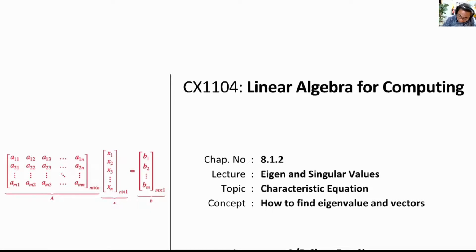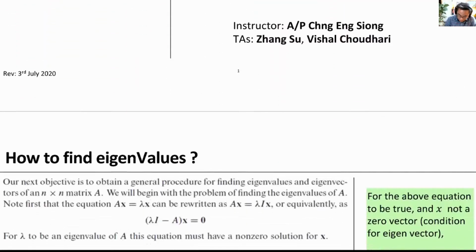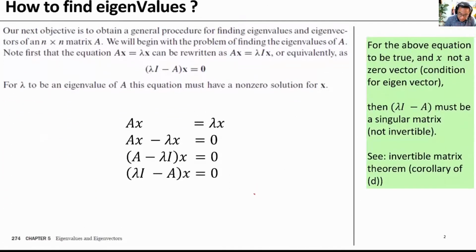This is CX1104, chapter 8.1.2. We'll discuss the characteristic equation. Basically, we want to use the characteristic equation to find the eigenvalues and hence then find the eigenvectors. So basically, we are trying to find a procedure to find eigenvalues and then eigenvectors of a square matrix A.